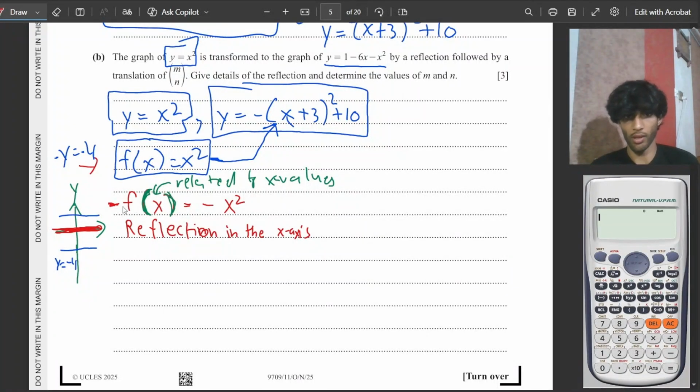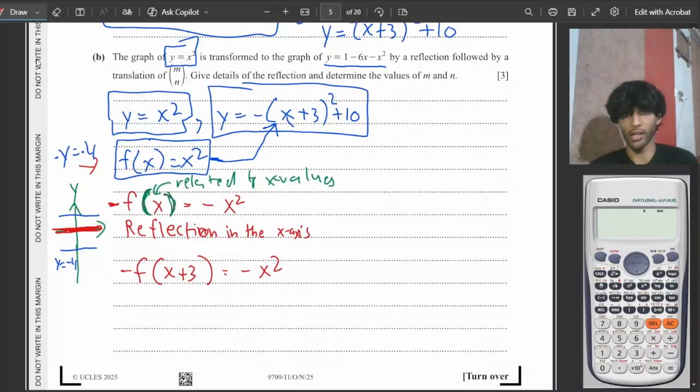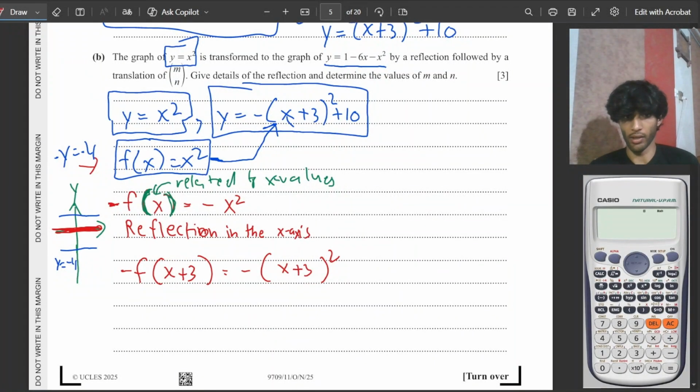Basically, I can do this. If I do x plus 3 over here, what does that mean? That means that instead of x, it should now have x plus 3, because I put an x plus 3 in here. So over here I had an x, now I'm going to have an x plus 3. That is the first thing that I have done.